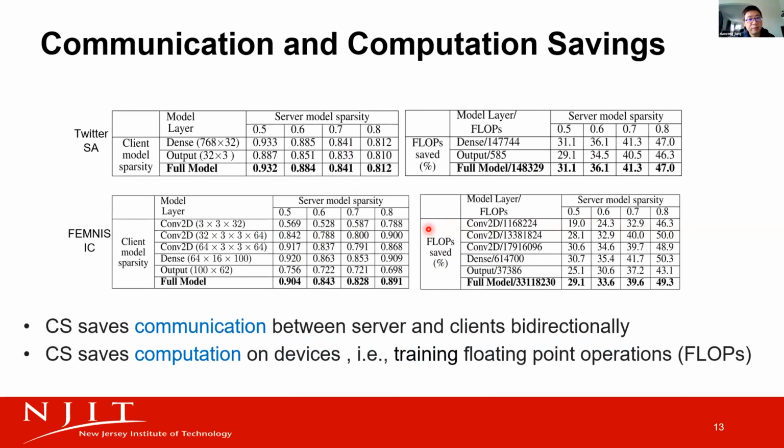So in this slide, I will show you some communication and computation cost savings from our methods. We run experiments over different server model sparsity here, and then we check the average client's model sparsity over the communication runs here. And also in these two tables, we compute the FLOPs saved on the server because we use a sparse model in our process.